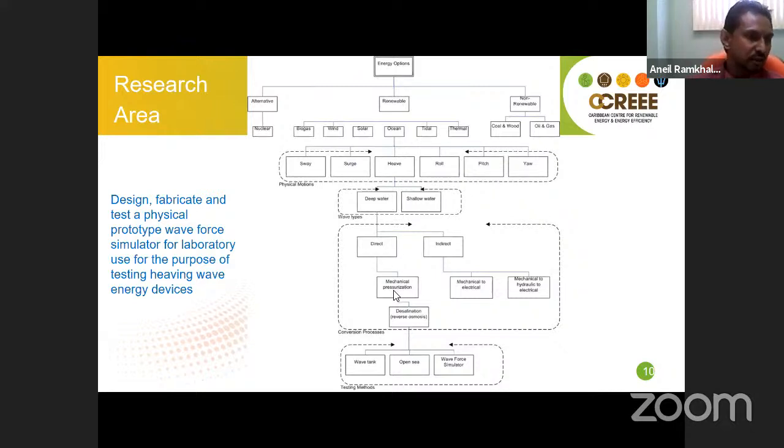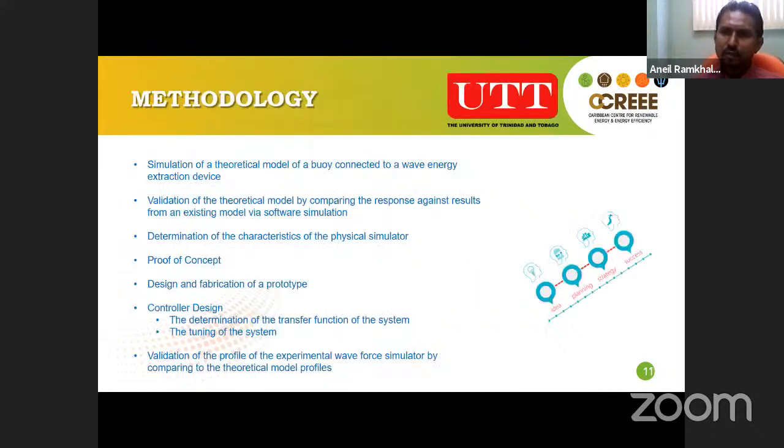In terms of the design criteria, we decided to look at direct pressurization via reverse osmosis for desalination, so mechanical pressurization of the seawater for reverse osmosis. And finally, for testing methods available, yes, you can test it in a wave tank, but we don't have that available. We only have open sea testing at this stage. So the gap that we are trying to fill in terms of the research is designing a wave force simulator for the lab.